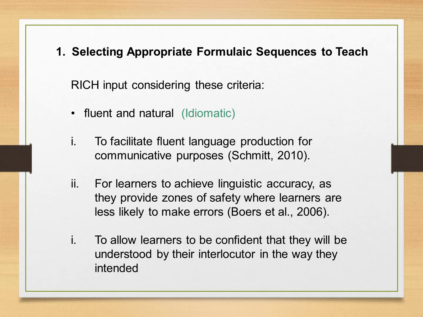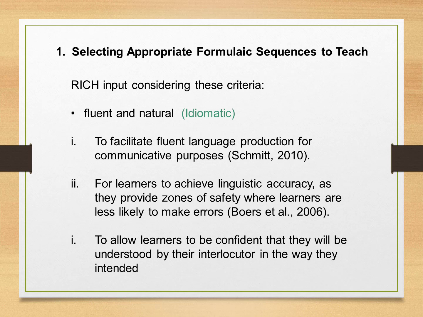Let us begin by talking about the ways in which we select appropriate formulaic sequences to teach them. The main principles that we apply are three. We need rich input considering the following criteria. The first one is that we need the formulaic sequences to be fluent and natural, that is, idiomatic. What I mean to say by this is that we need to facilitate fluent language production for communicative purposes.